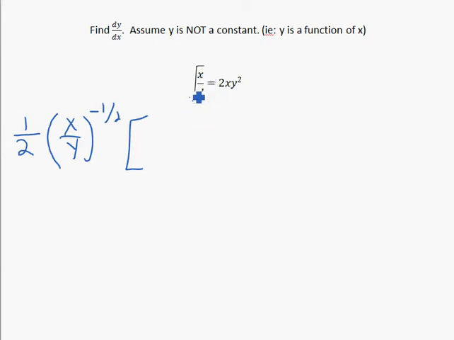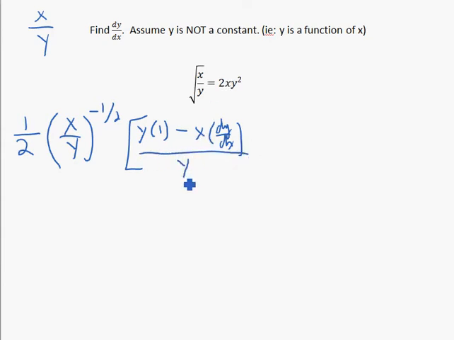Well, the derivative of what's inside the square root, we got to use the quotient rule. That's x over y, that's inside that square root. So to derive x over y, we do low d high. So that's y times the derivative of the top, 1, minus high d low. That's x times the derivative of the bottom, what's dy/dx? And that's all over low squared. Well, that's y squared. Okay. That's the derivative of the left-hand side.